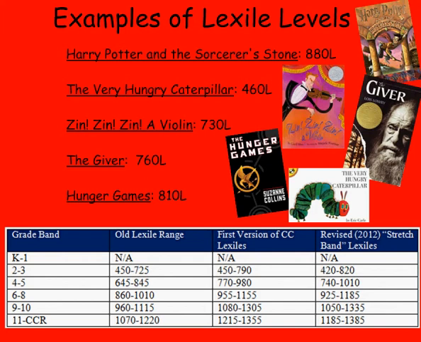The Giver, 760. That would be beginning 4th. And The Hunger Games, 810, in the 4-5 range also. However, if you look carefully at those books, there is quite a diversity in the type of book that you are dealing with. So Lexile level is one measure that we would consider with these books.